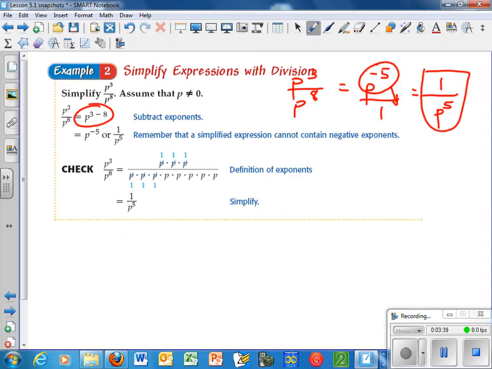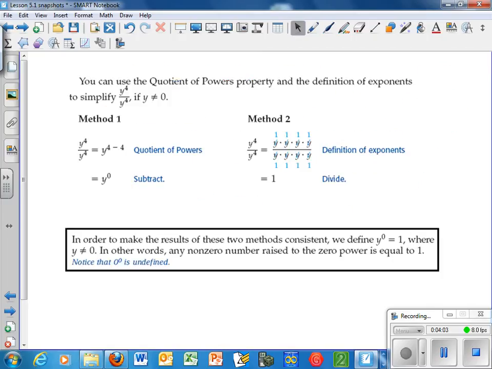Now they're showing multiplying out all the p's and canceling, which is the longhand way. Subtract top to bottom. The other way you can do it is if you have p to the third over p to the eighth, these 3 are really going to cancel with 3 of these down here. So I will be left with p to the fifth on the bottom, which equals what we have right there, which is 1 over p to the fifth.